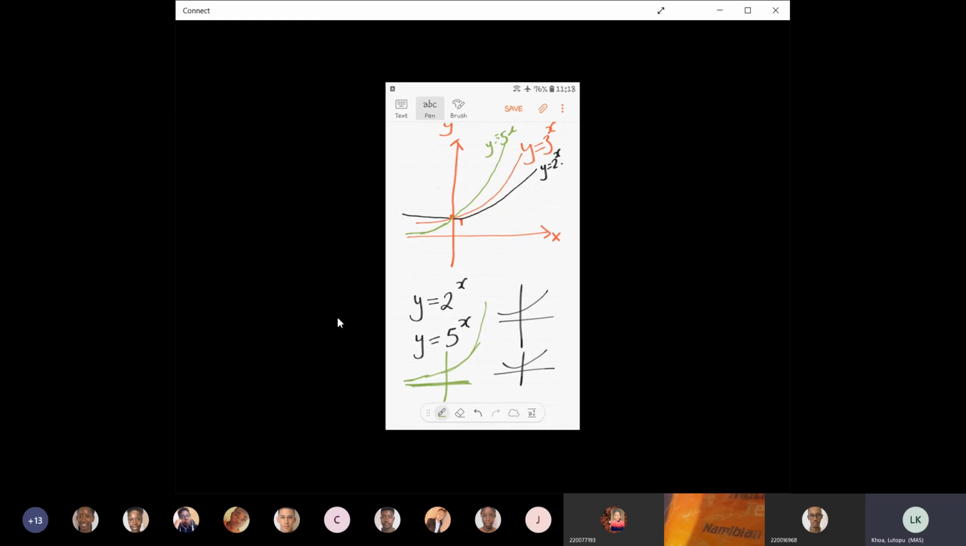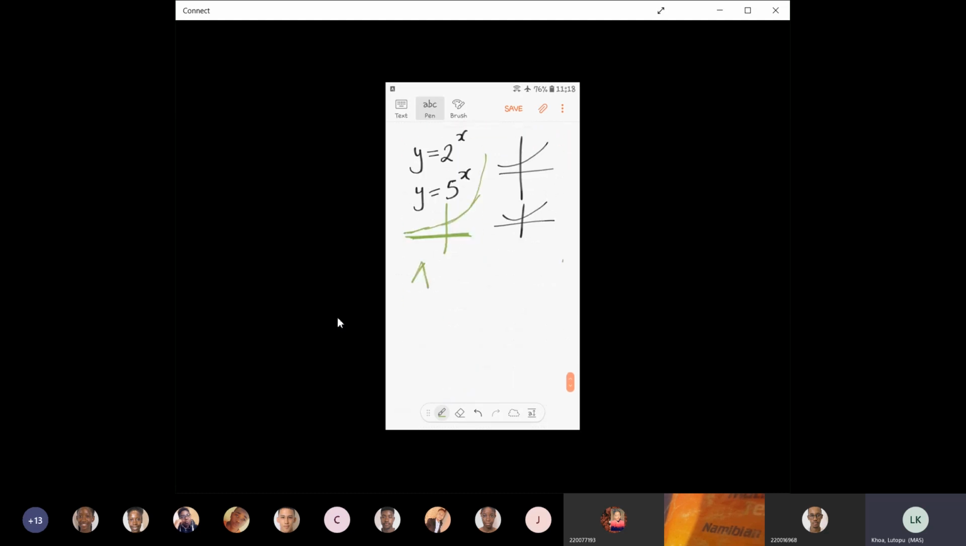So here we call the x-axis an asymptote. Now, asymptote just means a line that a curve is getting closer and closer to, but it never actually cuts it. So here you can have a vertical asymptote. It's getting closer and closer to the line, but it'll never actually reach it. Okay, so that's what an asymptote is.